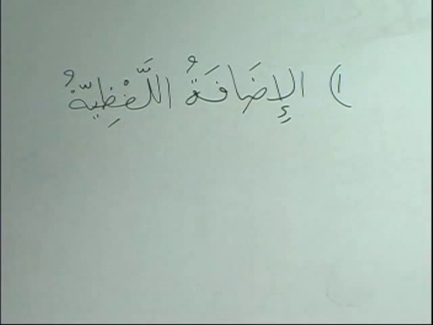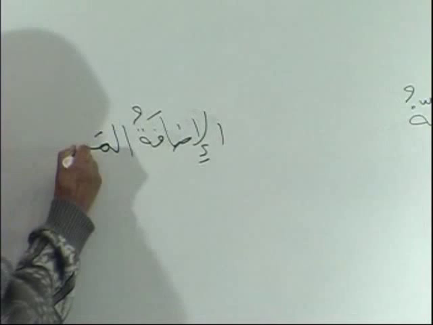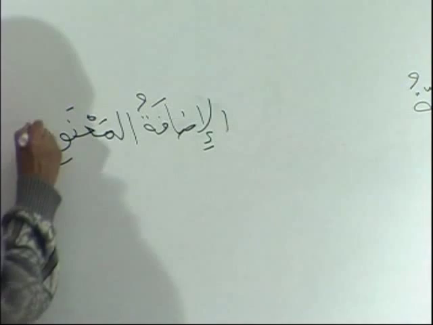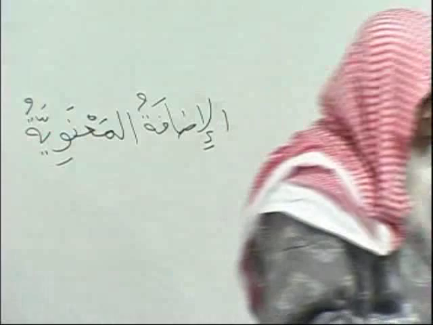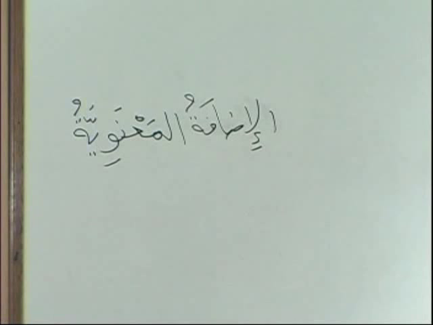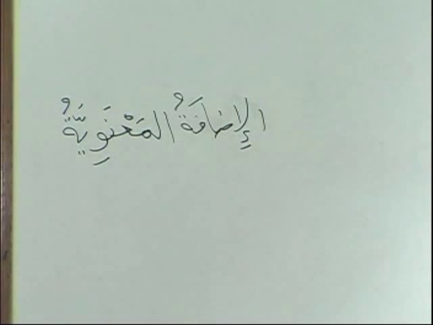الإضافة المعنوية. معنوية is from معنى, meaning. So that is based on meaning. كتاب الولد denotes something possessed by the child. A thing possessed and the possessor.